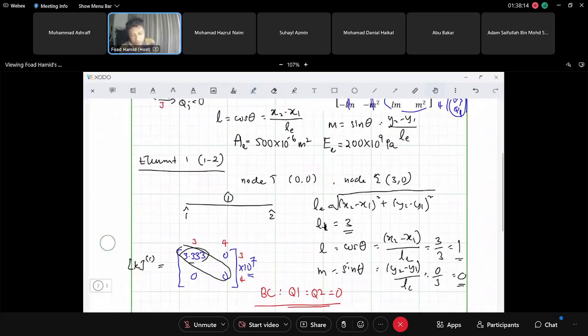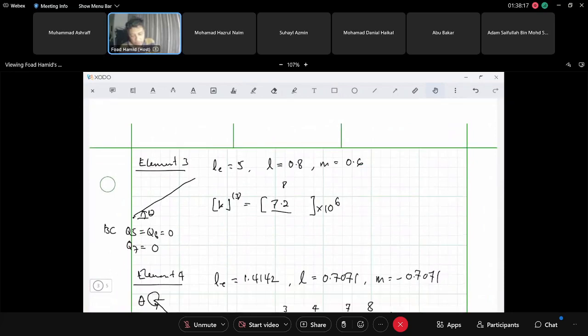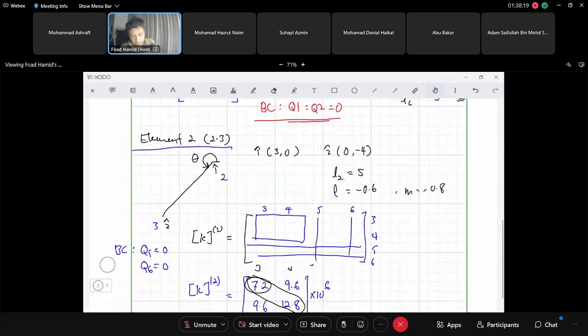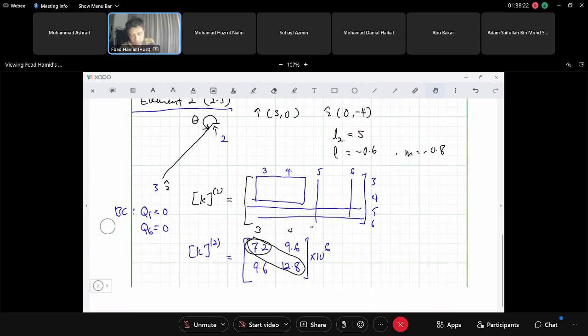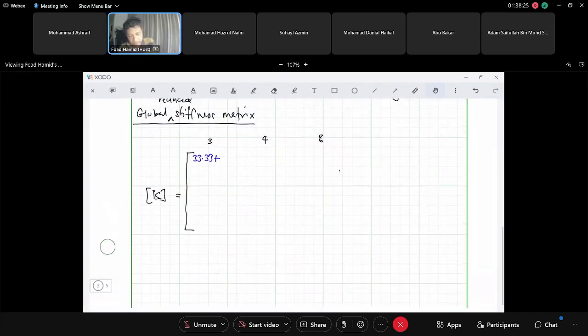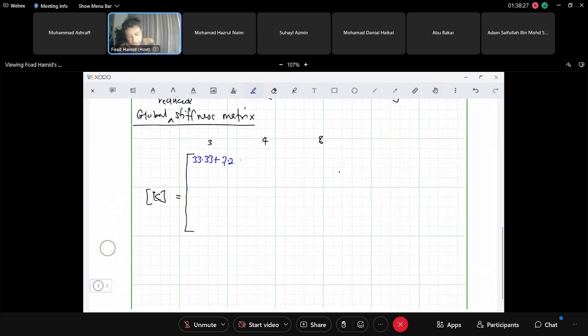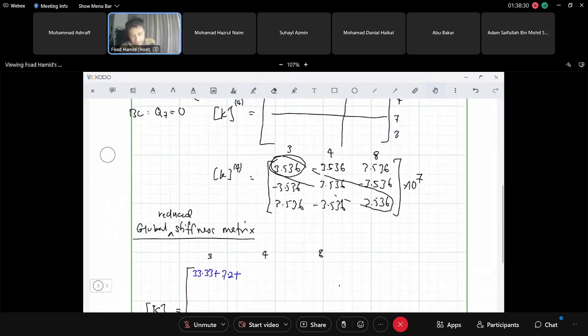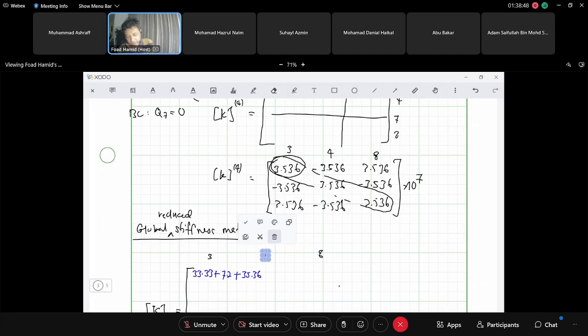How about element number 2? Element number 2, where is it? This one, 7.2 times 10 to the power of 6, plus element number 4, 35.36. Okay, so this is how you keep track of your overlapping point. So let's move this somewhere. This is element number 4, degrees of freedom 4.